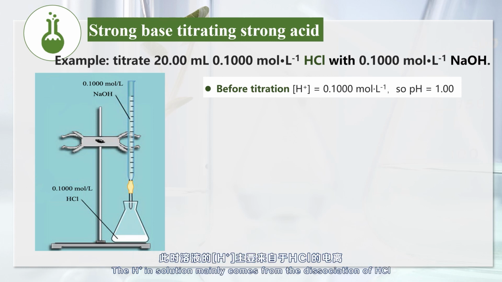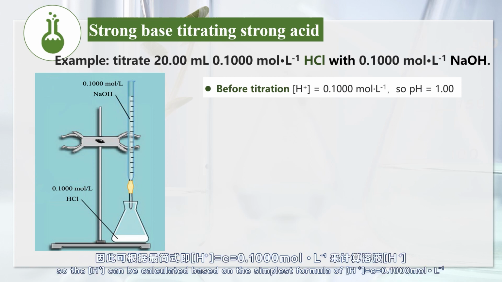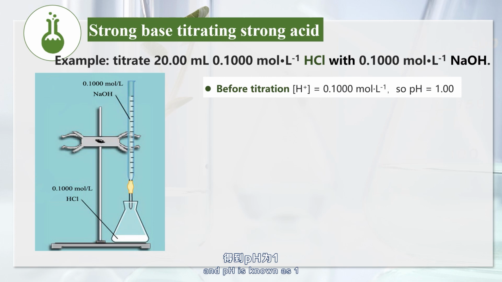The hydrogen in solution mainly comes from the dissociation of hydrochloric acid. The concentration of hydrochloric acid is higher than 10 to the minus 6 power mol per liter. So the hydrogen concentration can be calculated based on the simplest formula, hydrogen concentration equals C, which is 0.1000 mol per liter, and pH is 1.